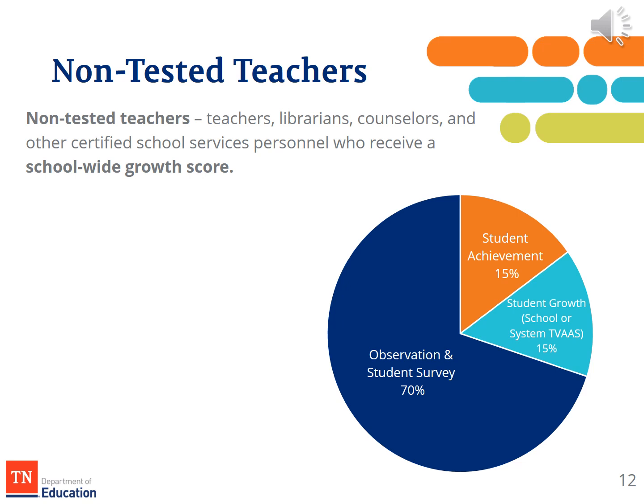70% of the score is from classroom observations, 15% of the score is from school or system-wide TVOS testing, and 15% of the score is from an approved achievement measure.